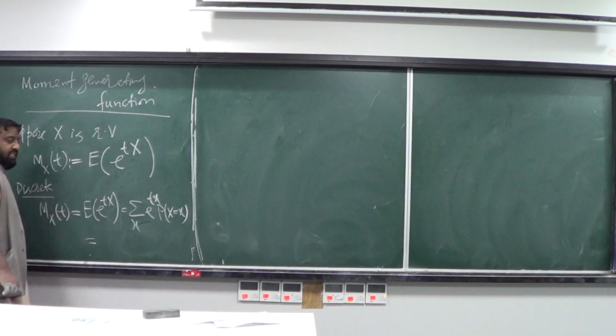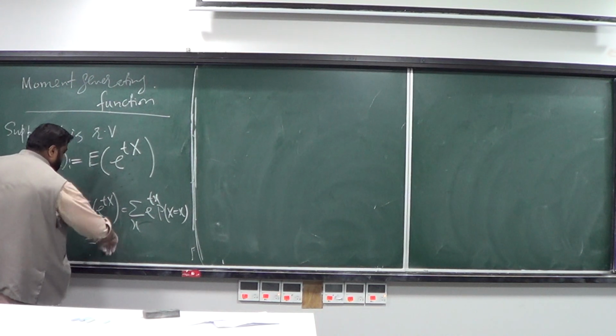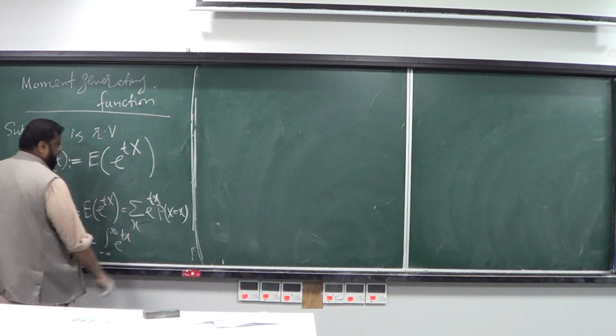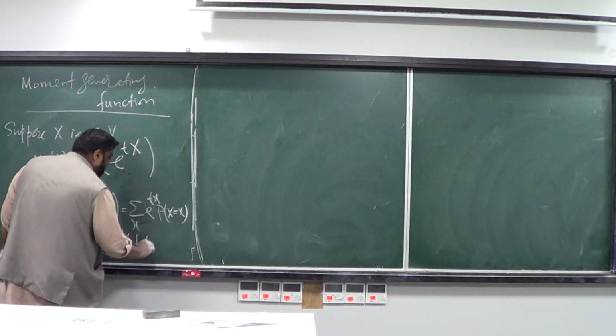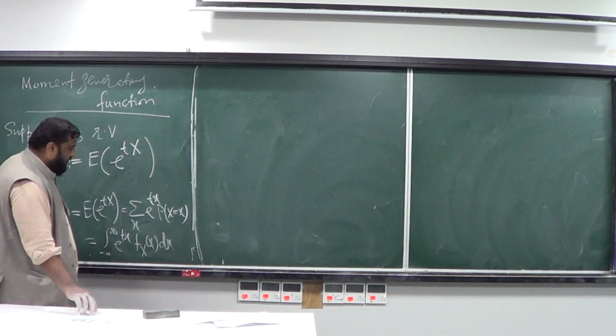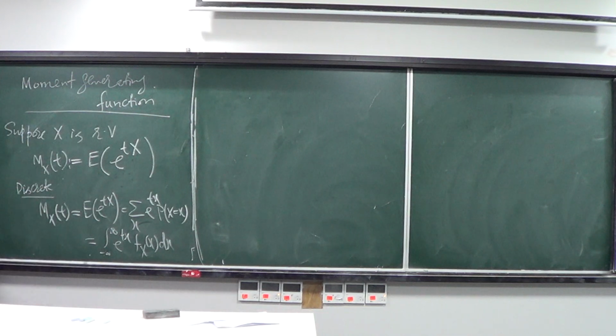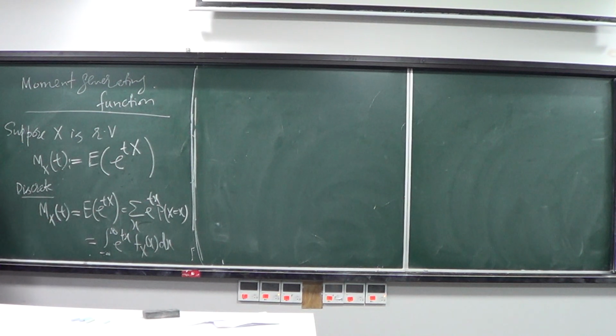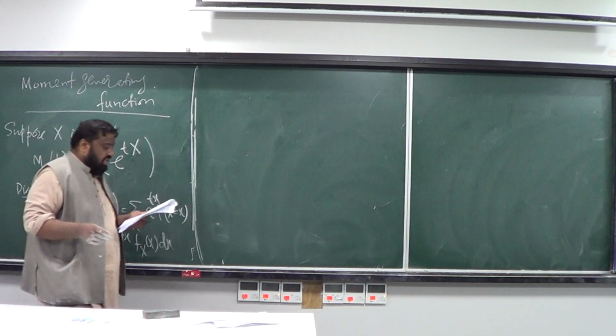And in the continuous case, what you need to do is integrate from minus infinity to infinity e to the tx times the PDF of the random variable X. So this is going to be the moment generating function for any given random variable X. Now, if we know this function explicitly, is it easy to compute the expectation and the variances? And the answer is yes, it's not difficult.